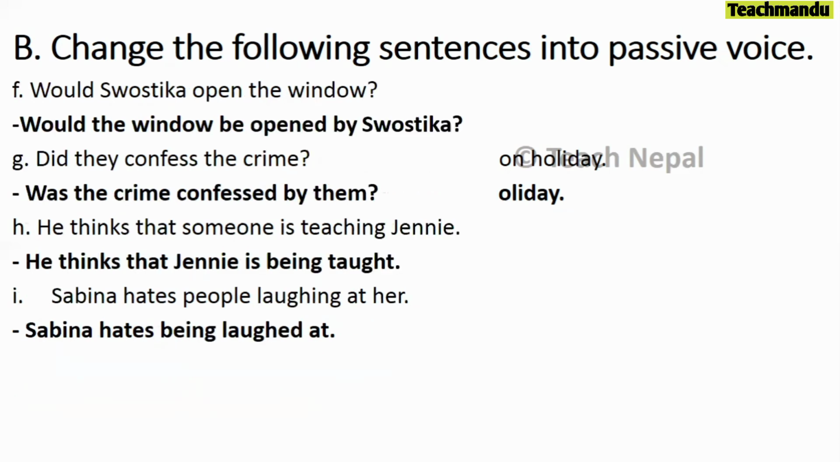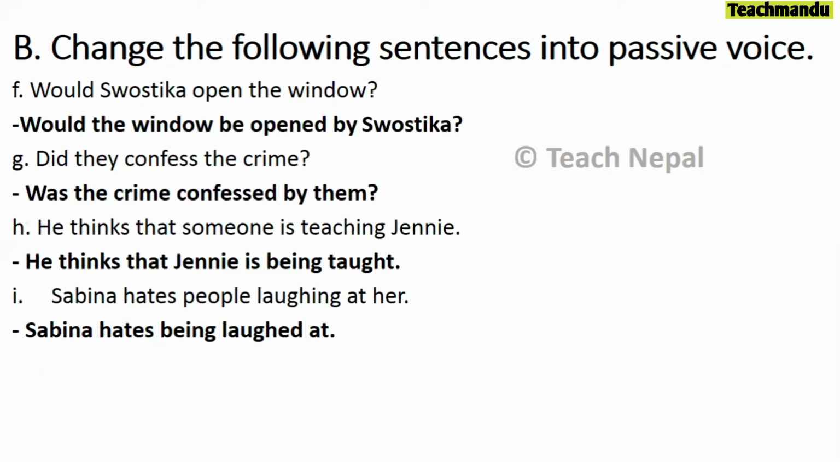Number F, would Swastika open the window? Would the window be opened by Swastika? Did they confess the crime? Was the crime confessed by them? He thinks that someone is teaching Jenny. He thinks that Jenny is being taught.